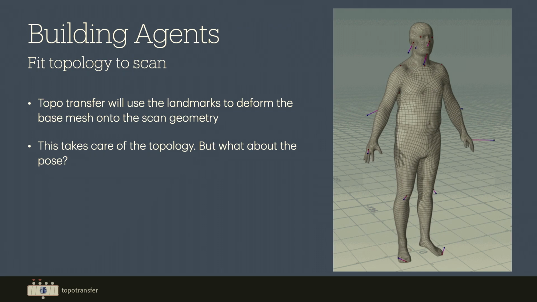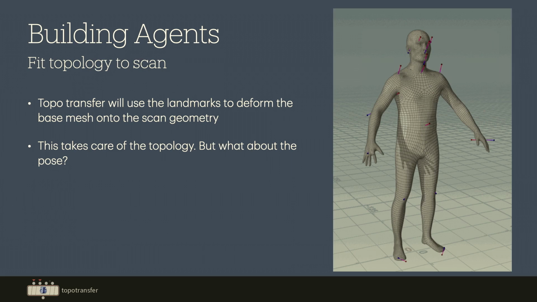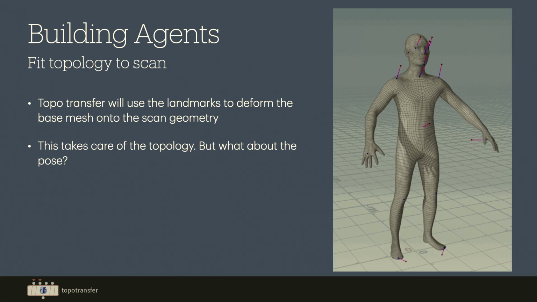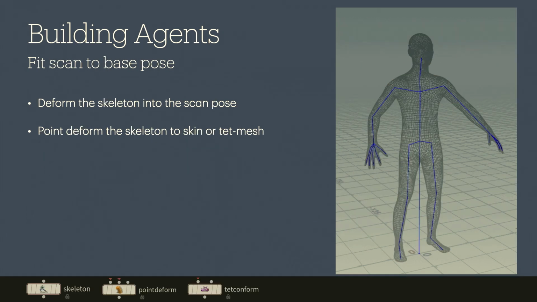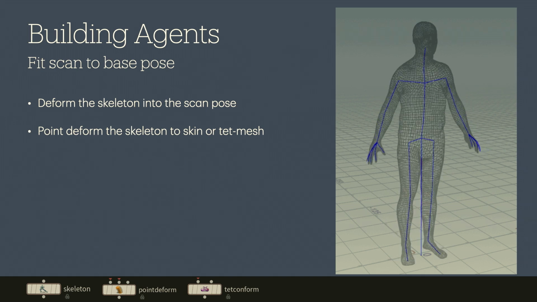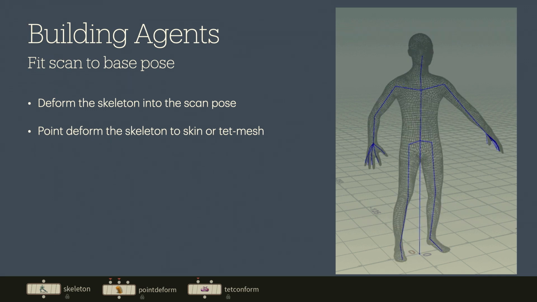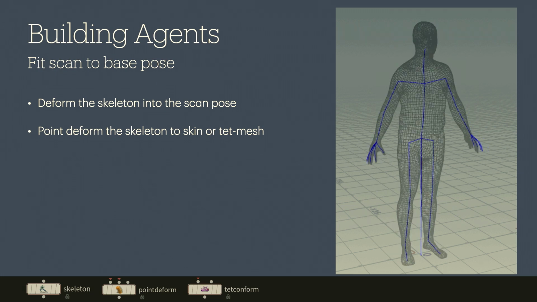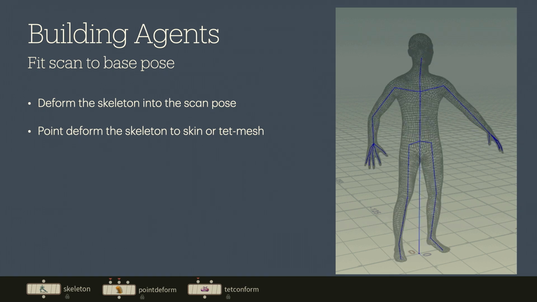After that, our next step is to get our new body shape into the agent's base pose. The trick here is to first get your skeleton into the pose of your scan so that you can reverse it later, and deforming the mesh with it. Another simple point deform to the agent mesh, deforming the skeleton to the agent mesh. Although for a better result, you can make a tet mesh out of the base mesh first, so there are kind of more volumetric points inside the mesh to deform with.